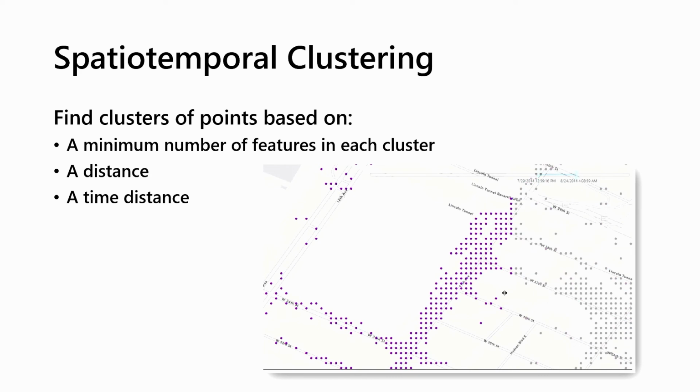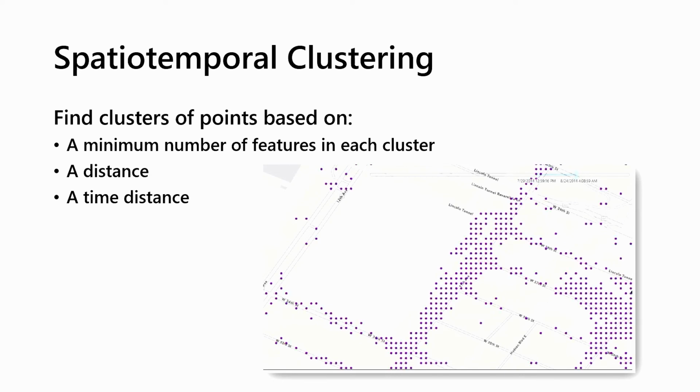Basically, this is Uber point data here. We're looking at Uber pickups, and we wanted to find clusters based on the number of features in the cluster, a distance, and a time. I believe we're looking for at least 20 pickups in a cluster. They have to be within 50 meters and 10 minutes of each other.